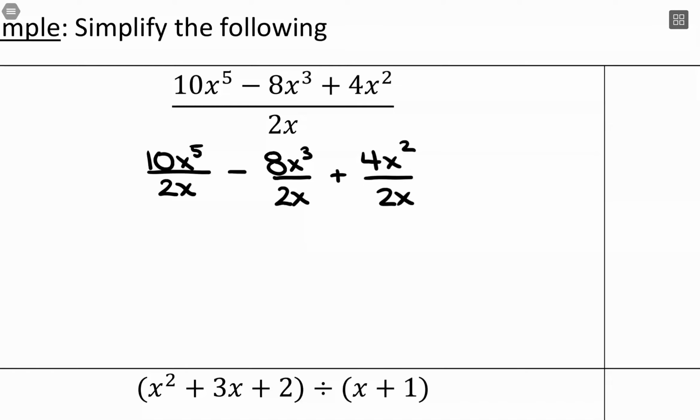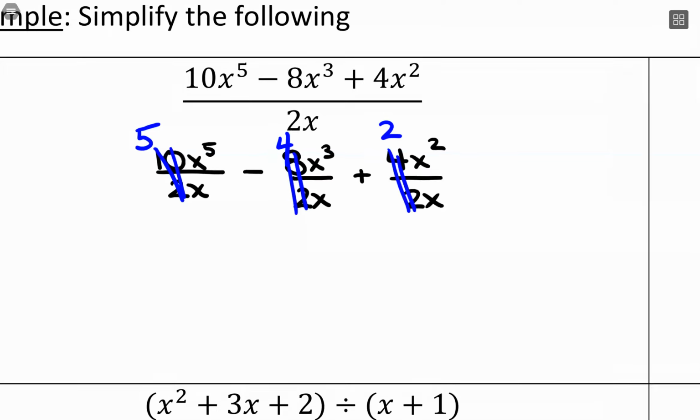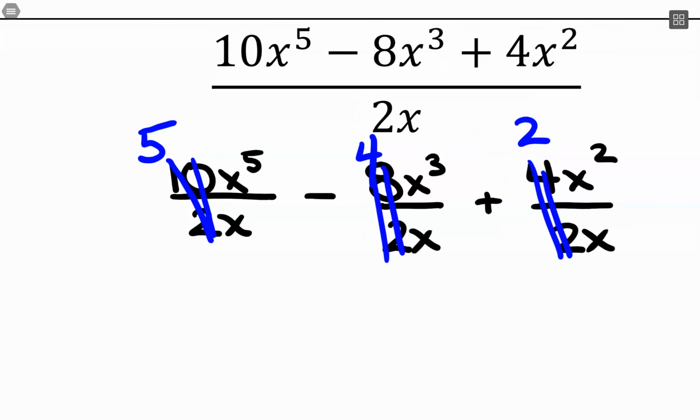10 divided by 2 is just going to leave us with 5. 8 divided by 2 is going to leave us with a 4. 4 divided by 2 will leave us with 2, so we get our numerical coefficients there. And then we have our exponent rules, so you can think of this as a 5 minus 1. So we'd have x to the 4th, or you can think of it in terms of cancellations, a few ways. But basically that x in the denominator will cancel out. Instead of an exponent of 5, we'll have a 4.